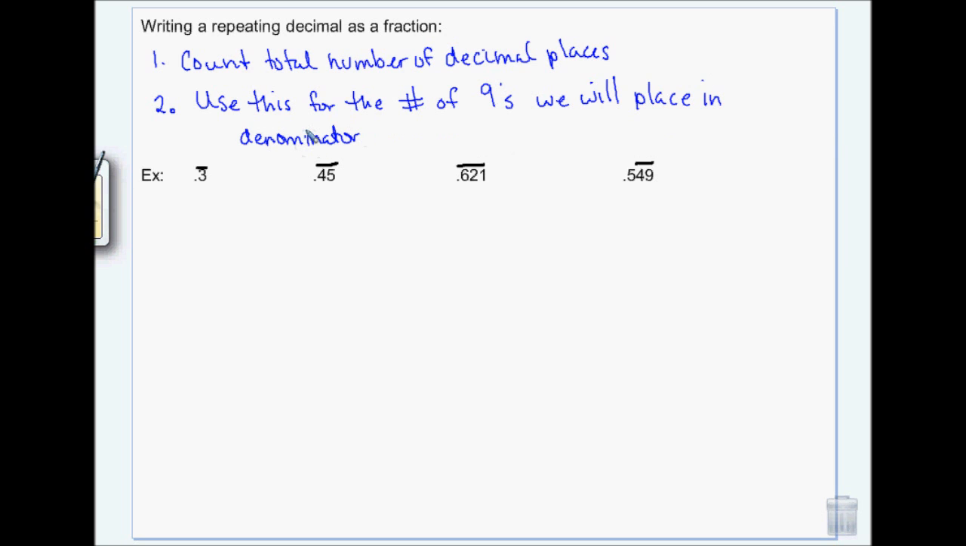Okay, so we're going to count the total number of the decimal places, and this is how many 9s are going to be in the denominator. Now when you had the non-repeating, that was how many 0s we were going to have in the denominator. But now that we're repeating, that's how many 9s. So I have 1 decimal place, so that's going to be 1 9 in the denominator, and I'm going to put the 3 over top, and then I'm going to reduce.